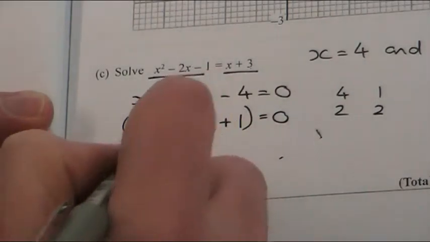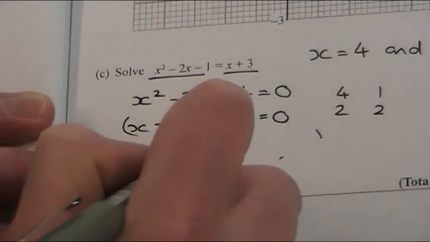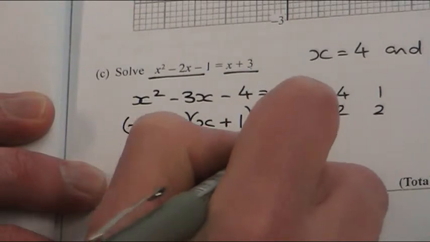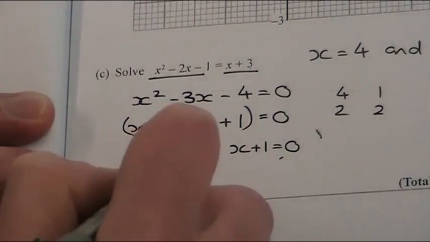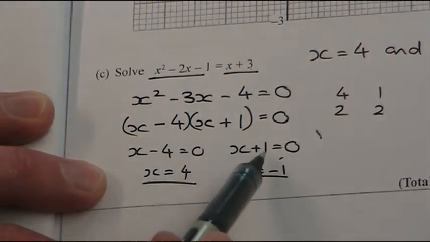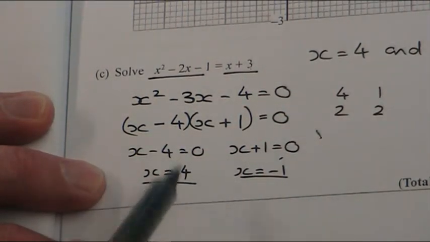So when we solve it, x minus 4 equals 0. This bracket is equal to 0, and this bracket is equal to 0. So x is simply 4, and x is simply minus 1. Minus 1 plus 1 is 0. 4 take away 4 is 0.